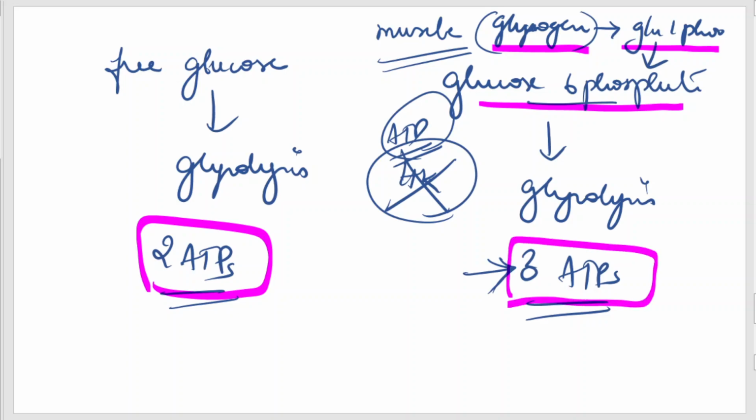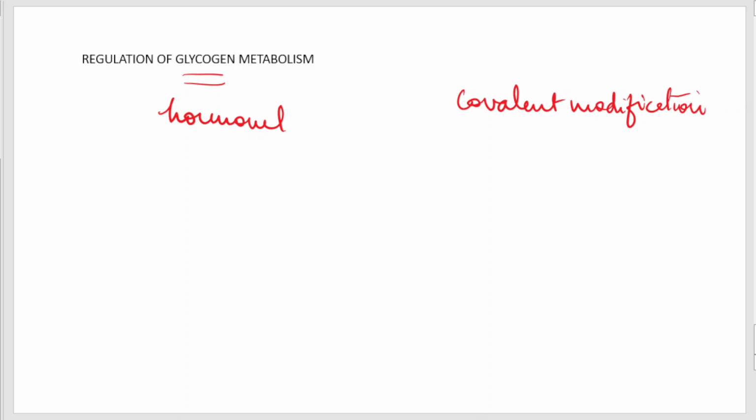So with this we are completing the glycogen metabolism. Now let's see the glycogen metabolism regulation. So the regulation part is very important. Now there are two things which you have to remember. One is the hormonal regulation, and the other one is the covalent modification. Covalent modification is nothing but regulation of the enzymatic activities by either phosphorylation or dephosphorylation of the enzyme.